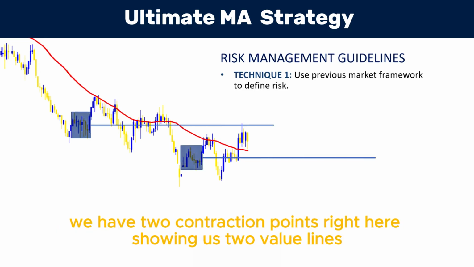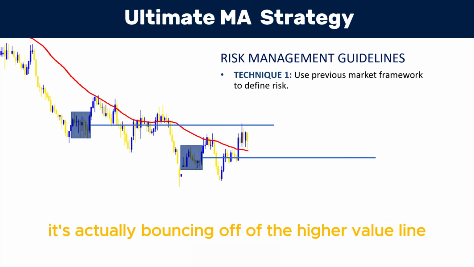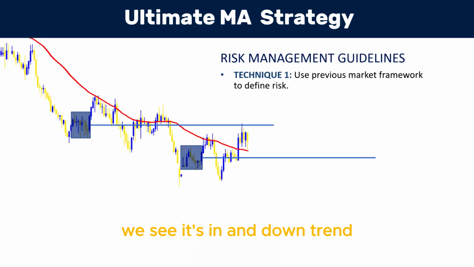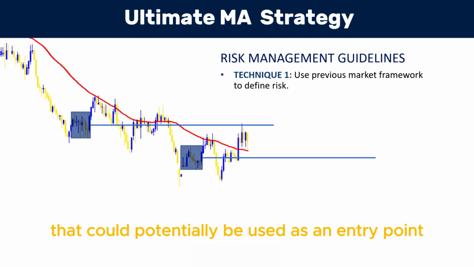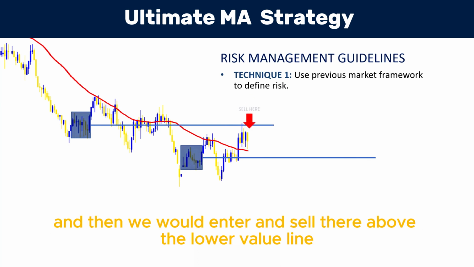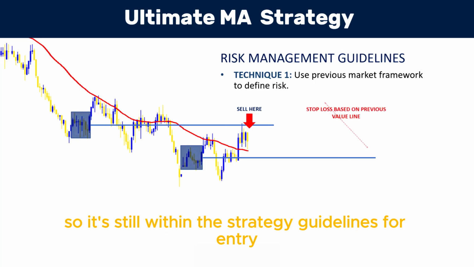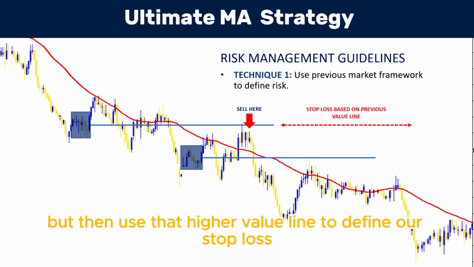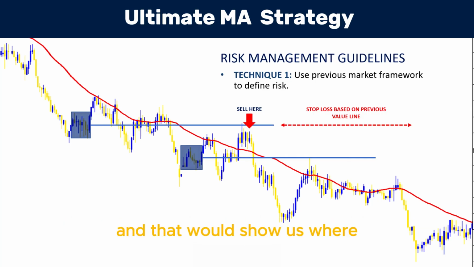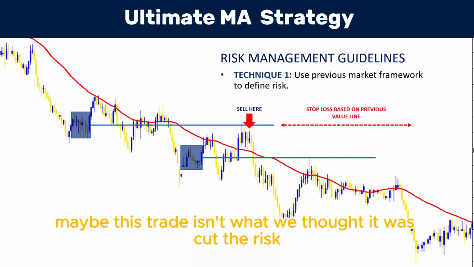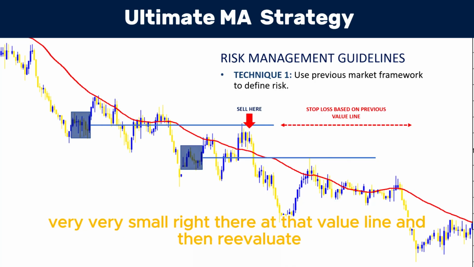In this situation, we have 2 contraction points right here showing us 2 value lines. If you see where the price is right now, it's actually bouncing off of the higher value line. What this shows us, obviously we see it's in a downtrend. We see that price reaction. That could potentially be used as an entry point, and then we would enter and sell there above the lower value line, so it's still within the strategy guidelines for entry, but then use that higher value line to define our stop loss, and that would show us where if that price gets through that value line, maybe this trade isn't what we thought it was. Cut the risk, very, very small right there at that value line, and then reevaluate.